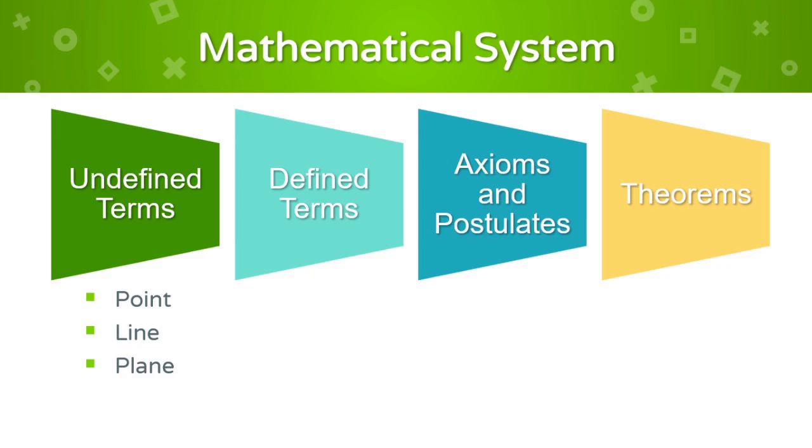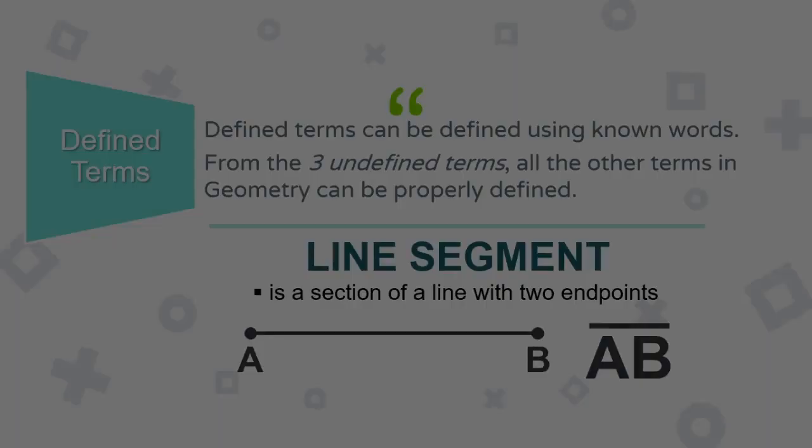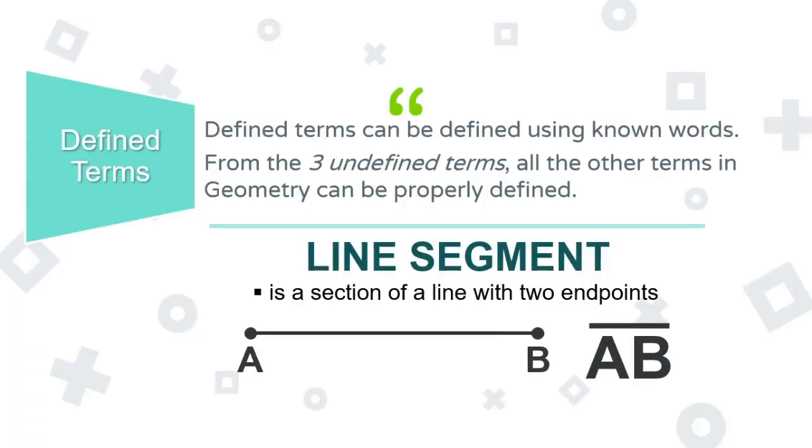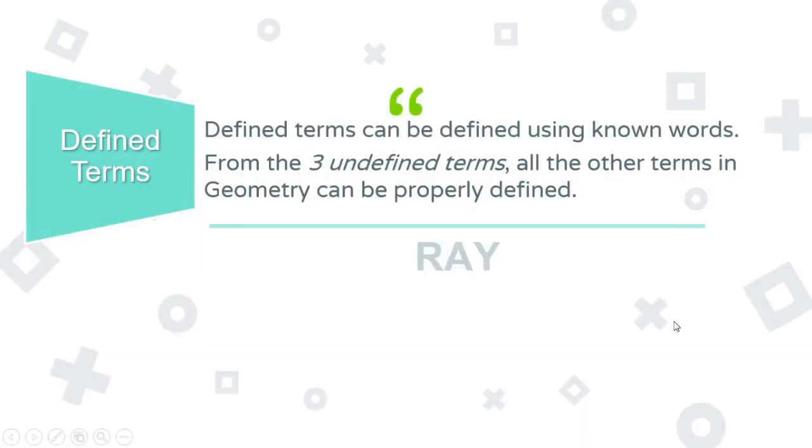So, before we actually start with the discussion on triangles, let us add to your geometry vocabulary. We will discuss more defined terms. The line segment was already discussed last time, so just a quick review. A line segment is a section or a part of a line with two endpoints. Very easy. We have this illustration, with the initial point and its endpoint. We name it AB, line segment AB.